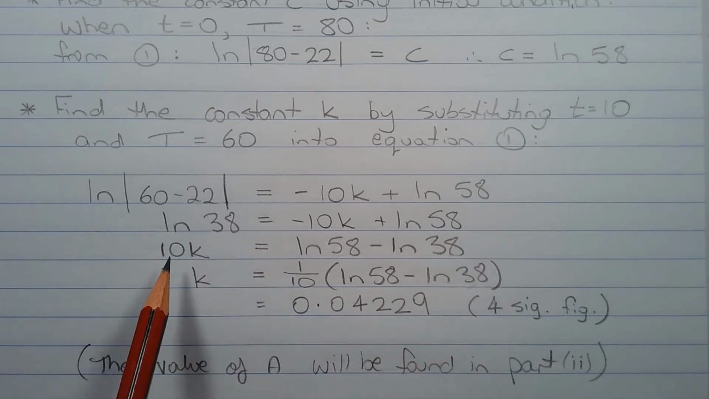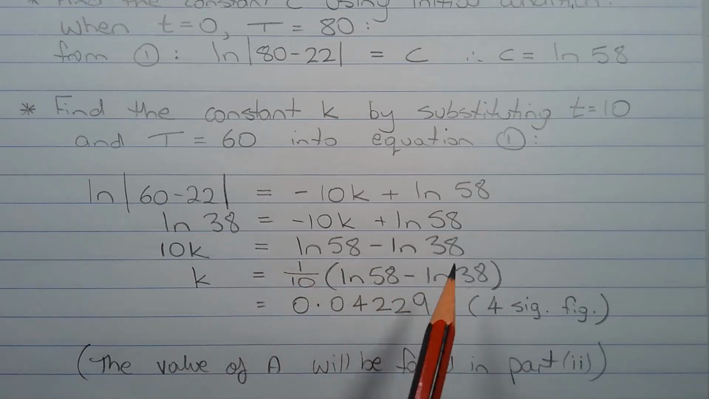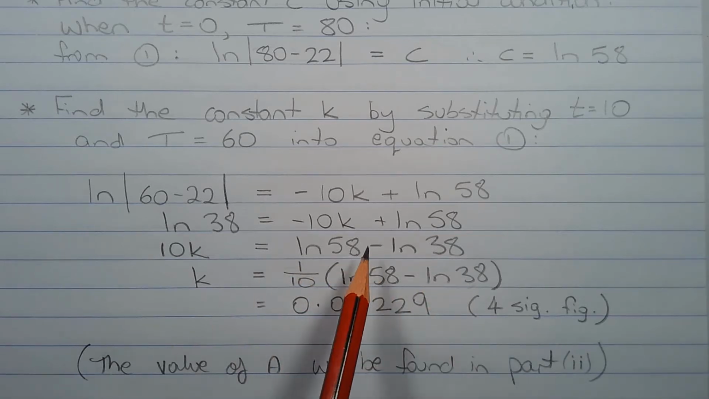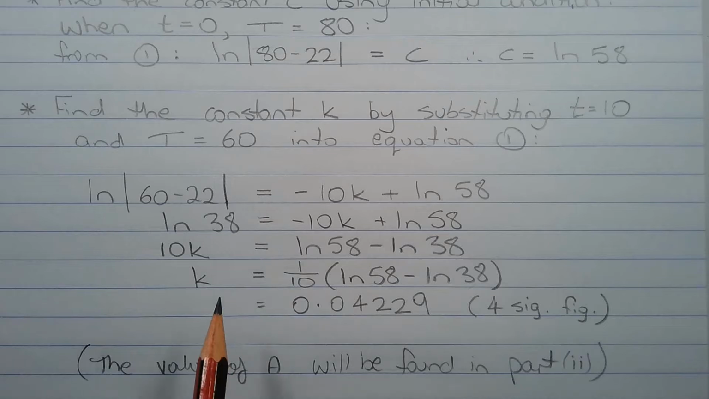Rearranging this formula to make 10k the subject, we get 10k is equal to ln of 58 minus ln of 38. Dividing both sides of this equation by 10, we get k is equal to 1/10 multiplied by (ln of 58 minus ln of 38), and that equals 0.04229, correct to 4 significant figures. And the value of a will be found in part 2.